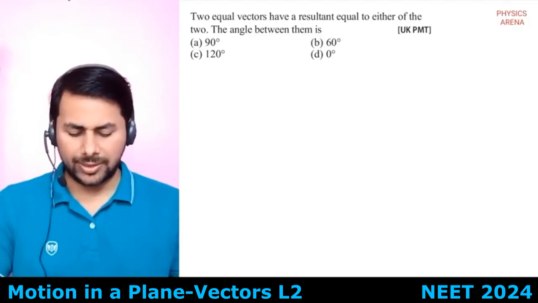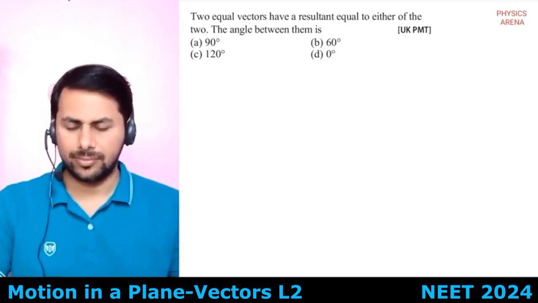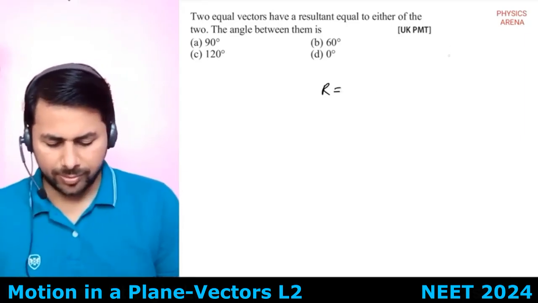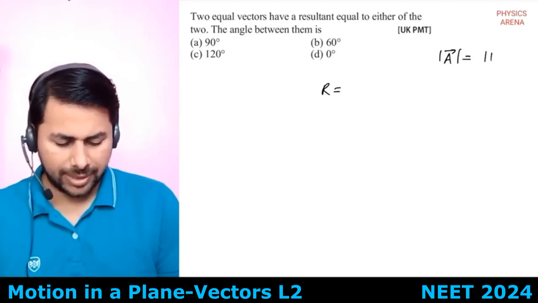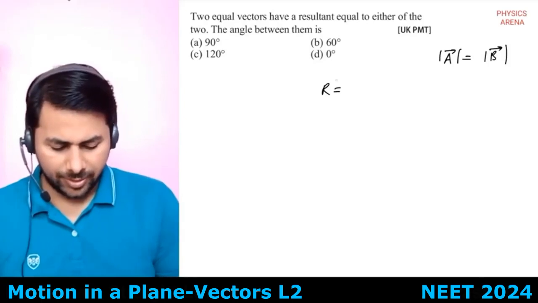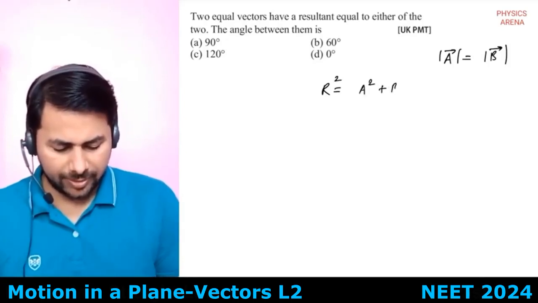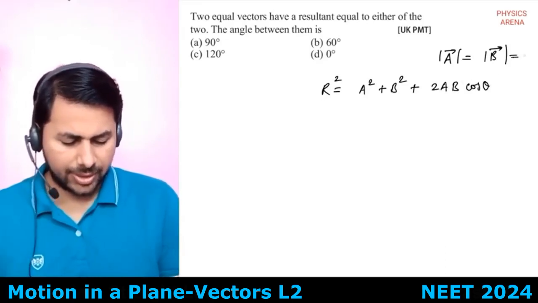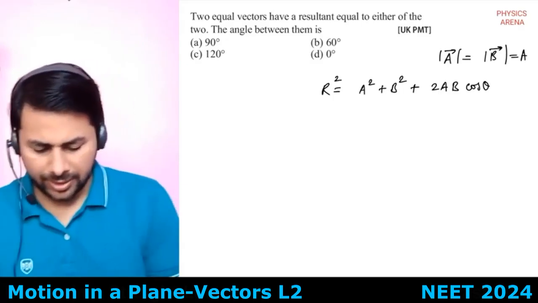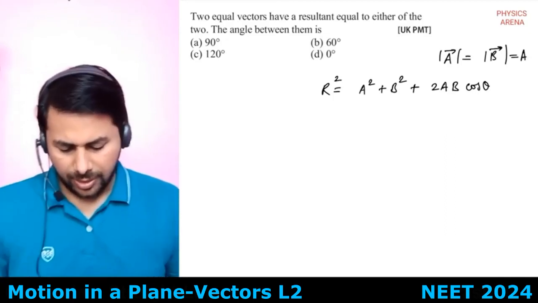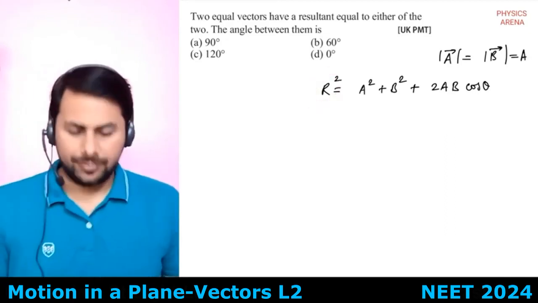Two equal vectors have resultant equal to either of the two. The angle between them is? What should we do? Suppose magnitude of A bar is equal to magnitude of B bar. This is given, and R bar is the resultant. So I can say R square is equal to A square plus B square plus 2AB multiplied by cos of theta. Suppose this is equal to A only, and R is also equal to A.